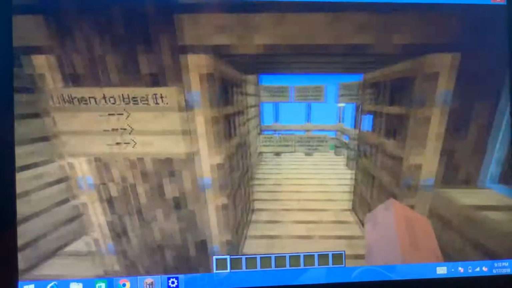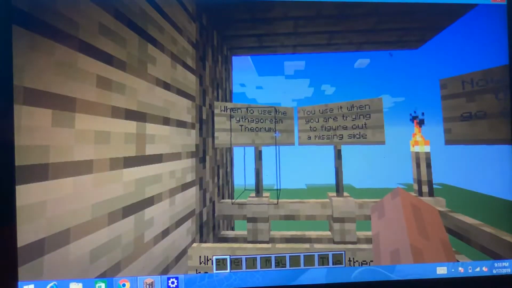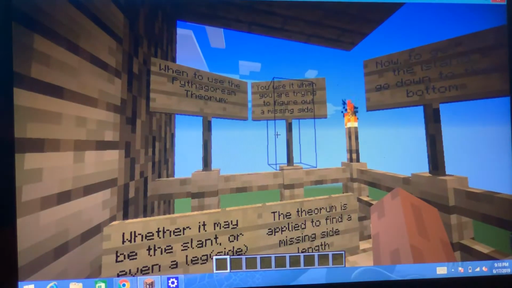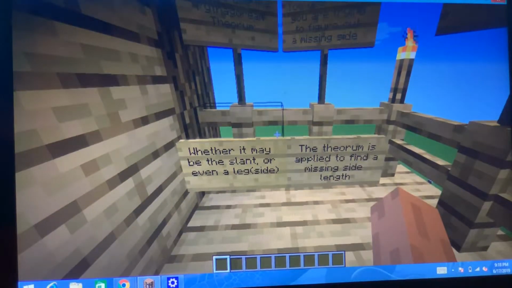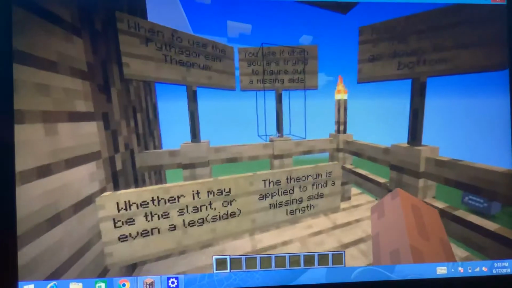And finally, when to use it. When to use the Pythagorean Theorem. You use it when you are trying to figure out a missing side, whether it may be the slant or even a leg. The theorem is applied to find a missing side length.